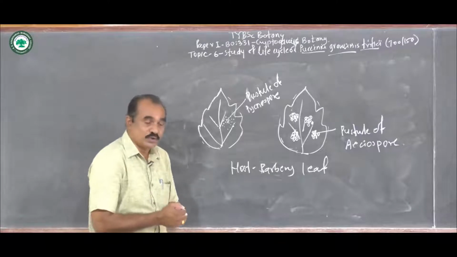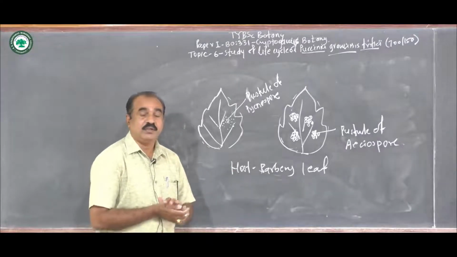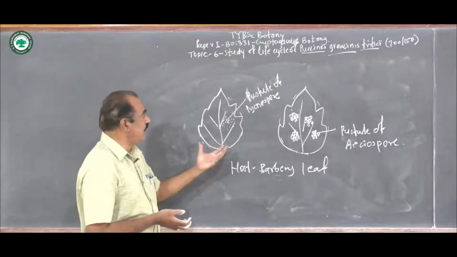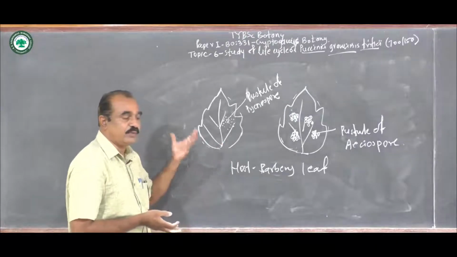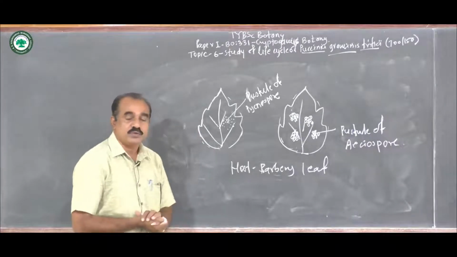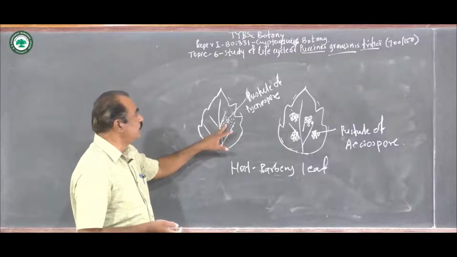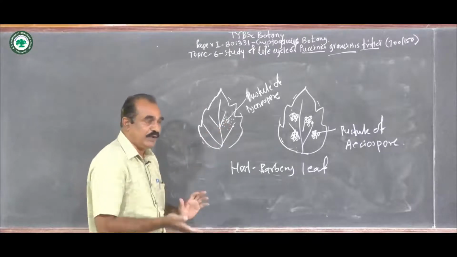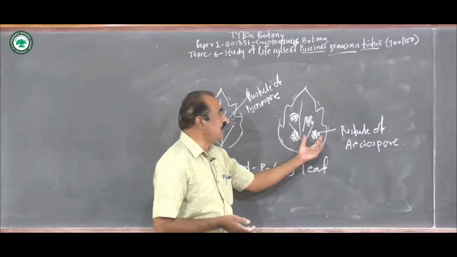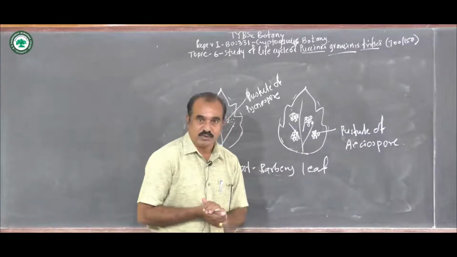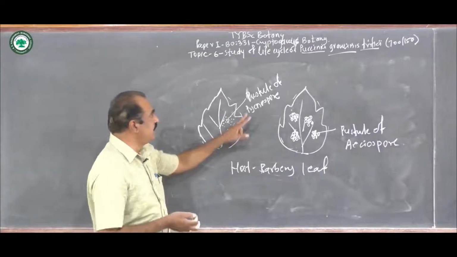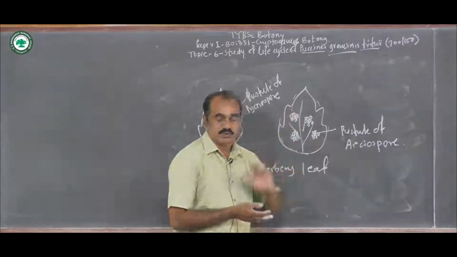Now on this host, that is on the barberry leaf, there are two stages. First, from the dorsal surface, there is the infection of the pycnospores, and it is called the pustule of the pycnospores. Now from the ventral side, that is the lower side, there is an infection of the aeciospores, and it is called the pustule of the aeciospores. So there are two different types of stages developed on the barberry leaf, that is the pycnospore stage and the aeciospore stage.